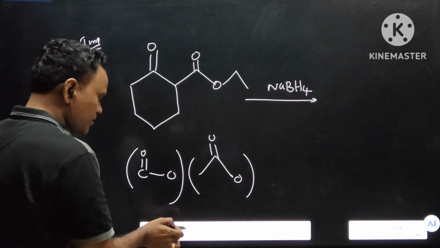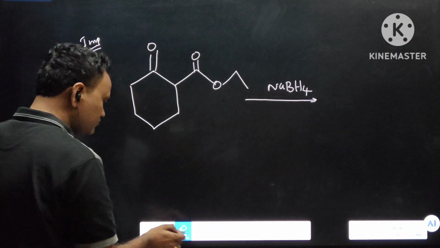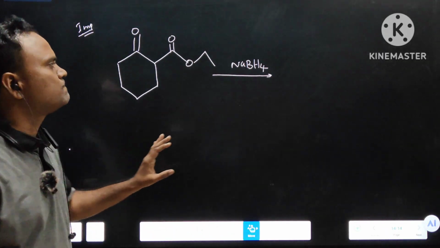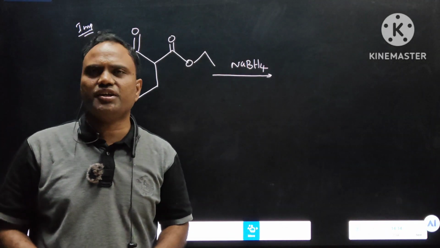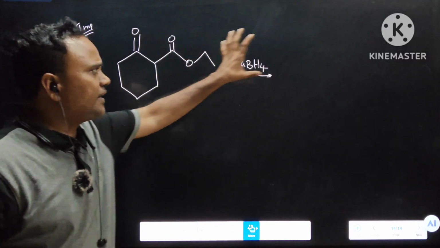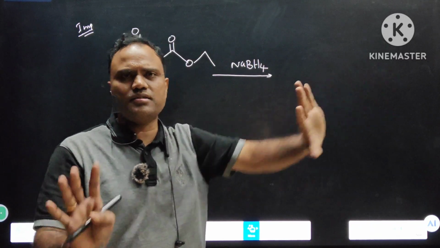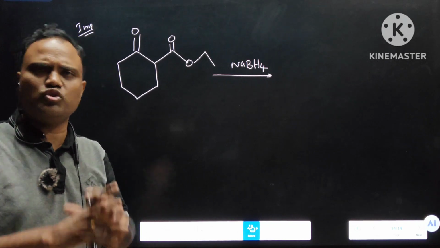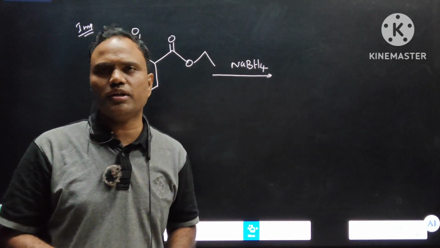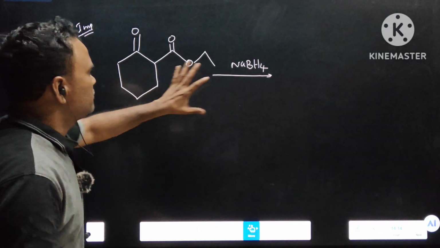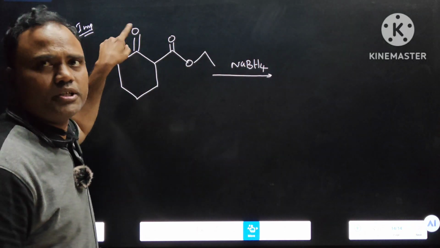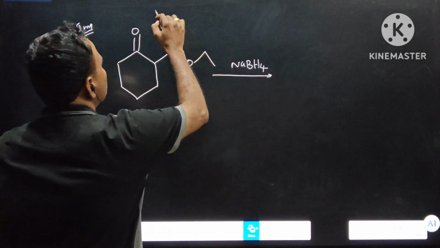Right. See, sodium borohydride is a weak reducing agent that does not reduce ester. So the ester will be retained in the product, as it is. It won't be disturbed or affected by sodium borohydride. Clear? But sodium borohydride can reduce aldehyde and ketone. So the ketone will be reduced.